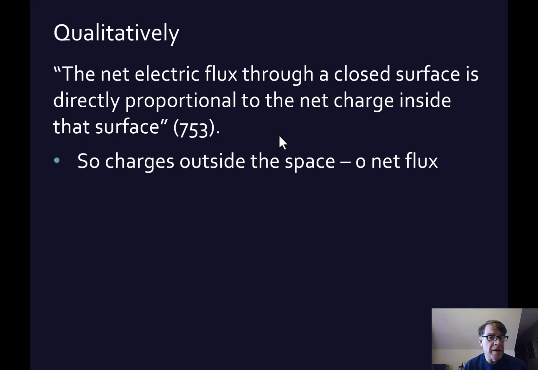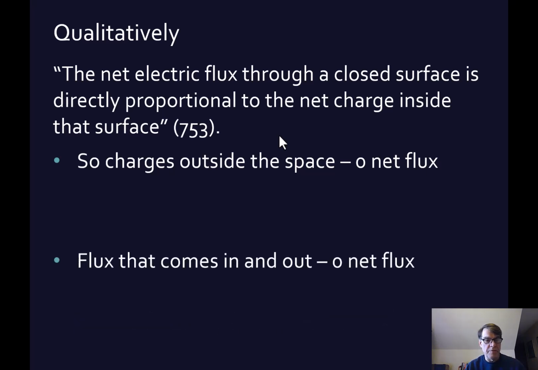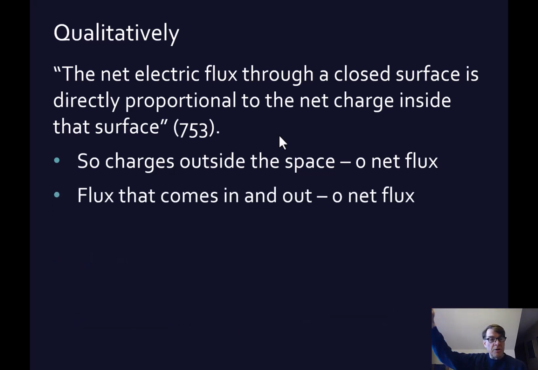So the consequence of this approach is that if charges are outside of a box, they're not going in or out of the box, they're outside of it, so there's zero net flux related to those charges. It's only the enclosed charge, the net charge inside the surface. Same thing if a flux comes in and goes out, it cancels out. You've got the negative coming in and the positive going out, and they cancel out because they're equal. And so a flux coming in and out, zero net flux. It's the enclosed charge within a surface that tells you what the electric flux is coming out or going into that surface.